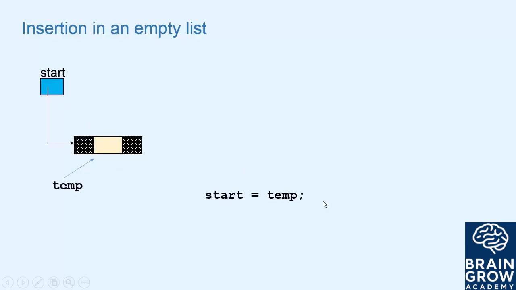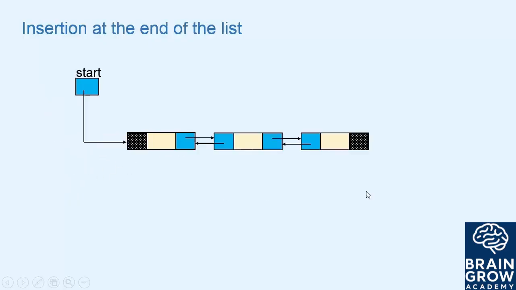For an empty list, start is null. We allocate a new node and we make start refer to this new node. So we write start equal to temp. Now this is the first node of the list, so its previous link should be null, and this is also the last node of the list, so its next link should be null. So we will not change the two links and we'll let them remain null only.